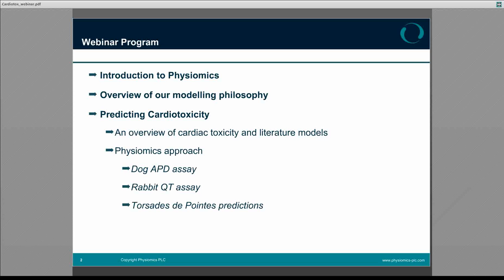So, the webinar program today: I'll give you an introduction to the company, Physiomics. I'll give you an overview of our modelling philosophy, and then we'll move on to the main aspect of this talk, which is predicting cardiac toxicity using high-throughput screening data. We'll give an overview of some of the literature models that have been used. These will be four in particular, a mixture of mechanistic models, which involve large ODE models, and also a recent, very simple empirical statistical model. Then I'll go through the Physiomics approach briefly, and show our results and how we compare to the existing models in the literature. And finally, I will give a brief overview of our plans for the future and how these models will become available.